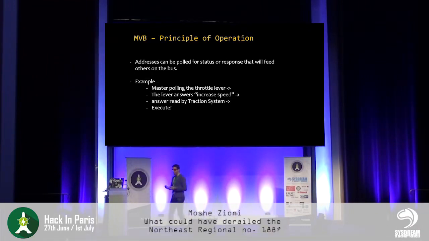He can select several statuses, there are functions, he requests or polls, and then you come back with an answer. This answer can propagate throughout many components in the train and can be considered as something that they can use. For example, as you can see on the screen, if the master is polling, it's just orchestrating, not making any decisions right now, but the master should poll, for example, the throttle. The throttle says now increase speed, and this answer is read on the bus by the traction control unit. And then it knows how to generate speed.